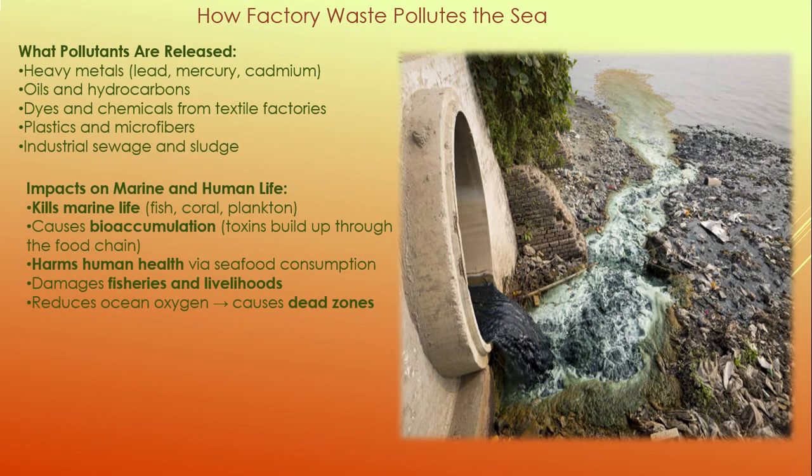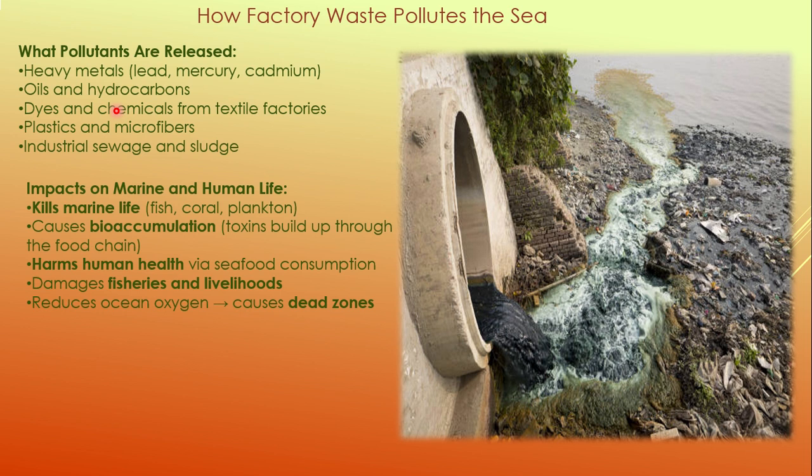Okay, so we need to understand the factory which is releasing some wastage. You can see in this picture that very dangerous chemicals are going as wastage into the river, and the fresh water now becomes dirty water. So what pollutants are released? Heavy metals like mercury and cadmium, oil and hydrocarbons, dyes and chemicals from textile factories, plastic and microfiber, industrial sewage and sludge. These are the reasons for these pollutions.